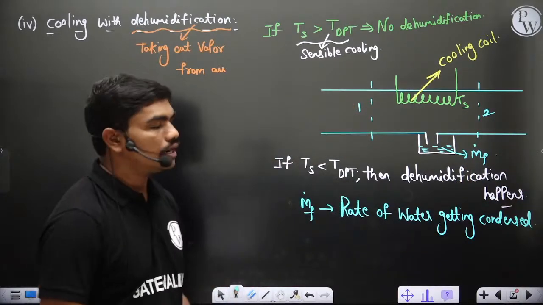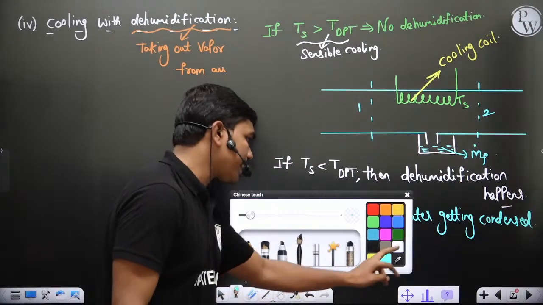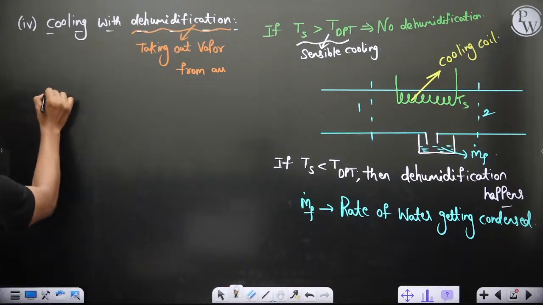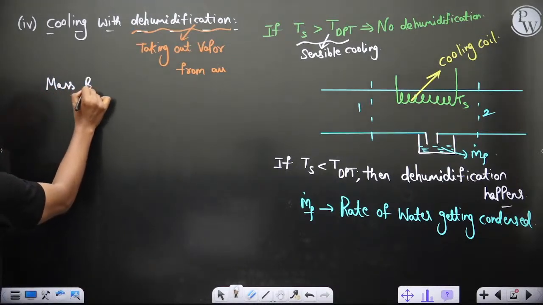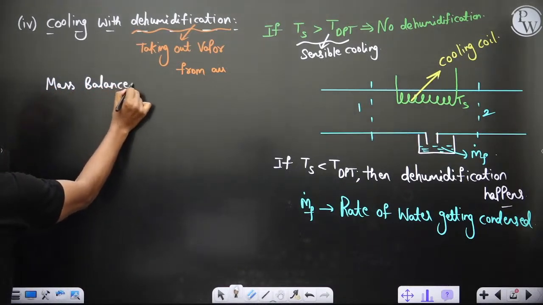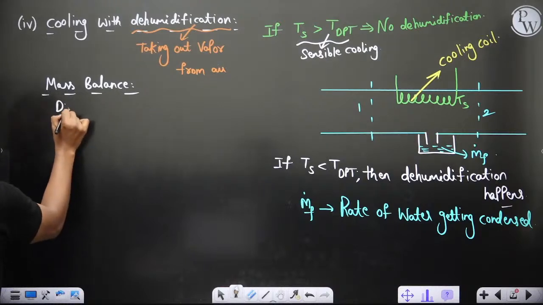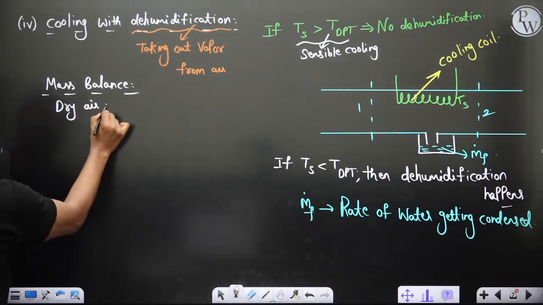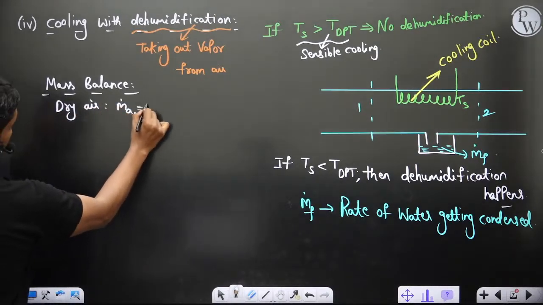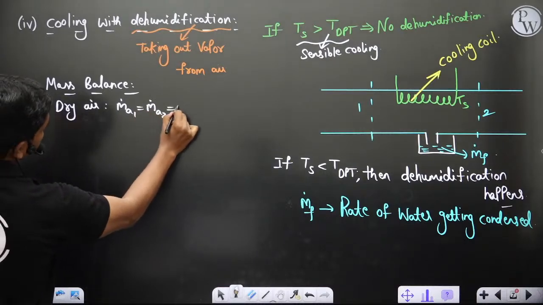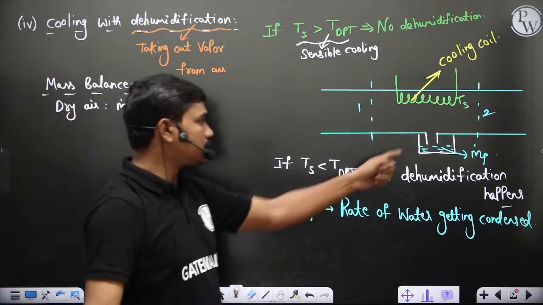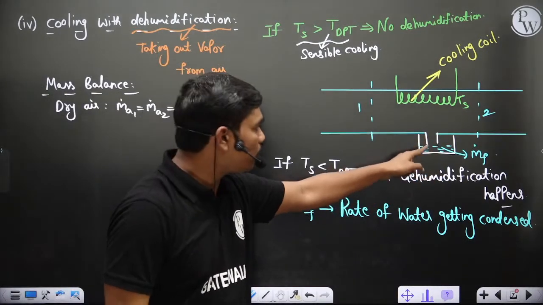Then we apply the mass balance again, first for dry air. Applying it for dry air, m dot a1 is equal to m dot a2, which is m dot a, because only pure water gets out here. We are assuming no air goes out.